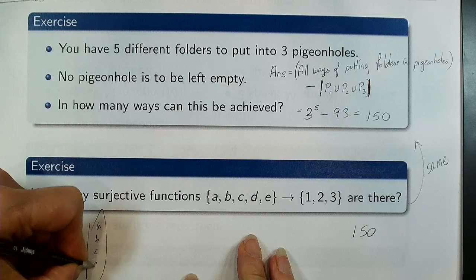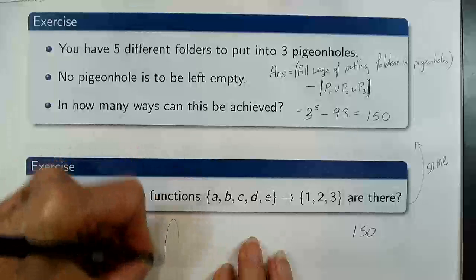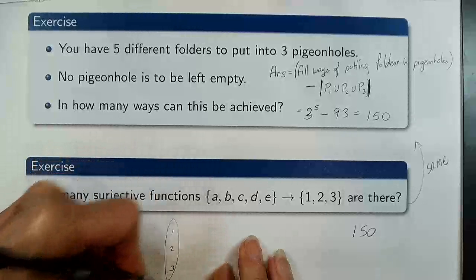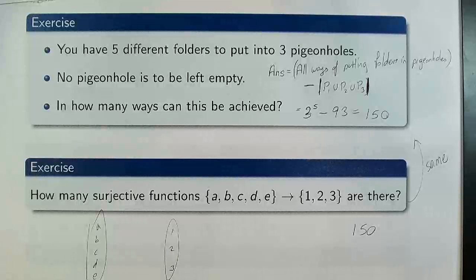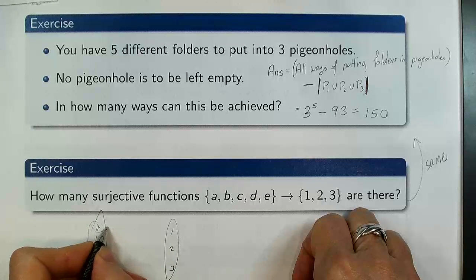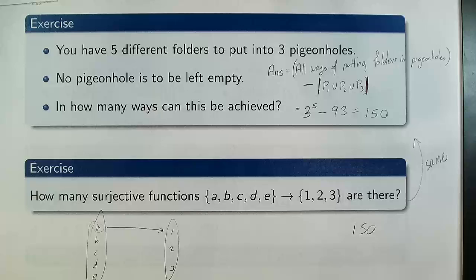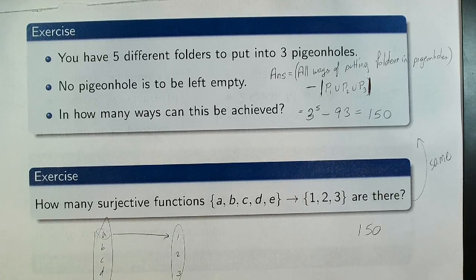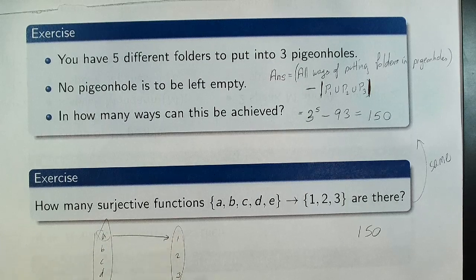A, B, C, D, E. And I want a function from there to 1, 2, 3. Now, instead of putting a folder into a pigeonhole, I'm going to send an element of the domain to an element of the codomain. So putting Joe's folder in the first pigeonhole might be like mapping A to there. I had 5 things, 5 folders, which I had to send to 3 things. Here I've got 5 elements, which I'm sending to 3 things. So it's really the same.